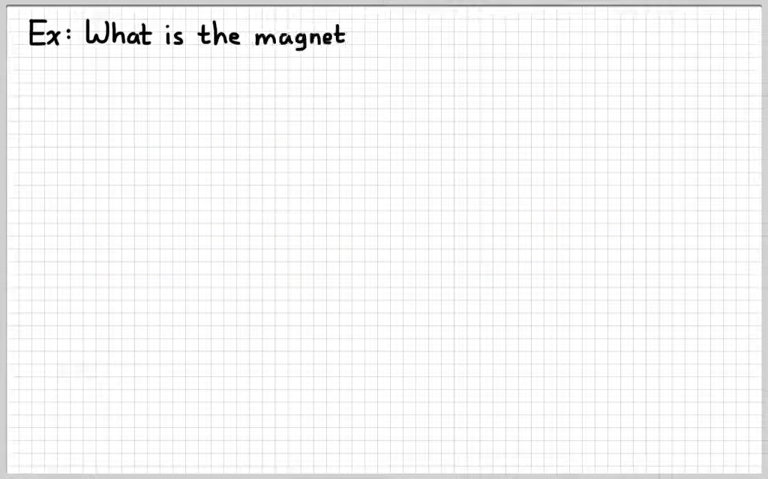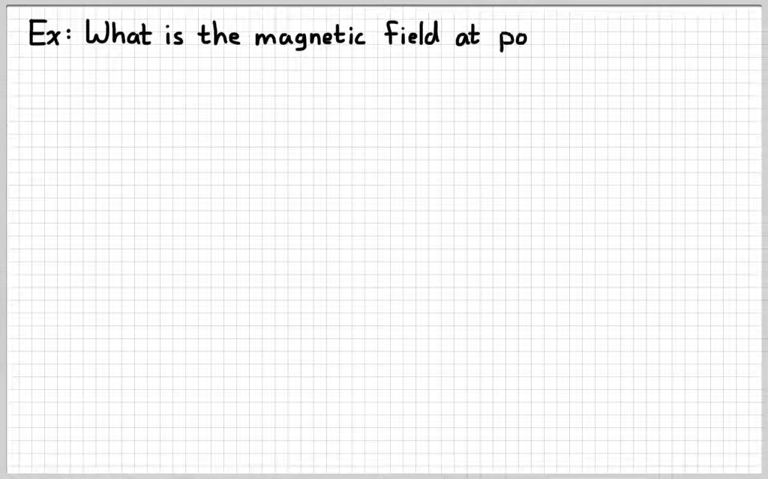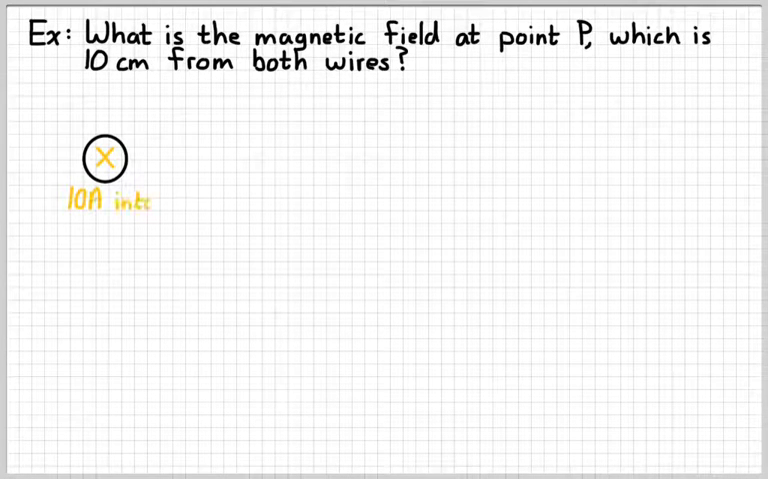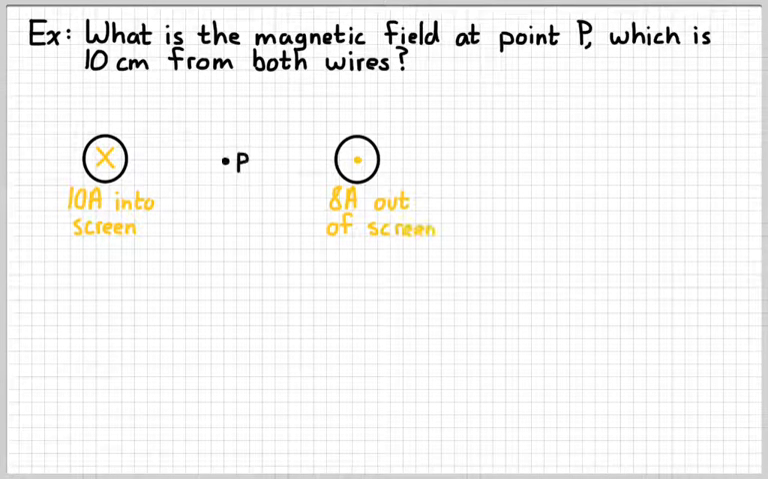Let's look at another example real quick. Suppose that we had 2 wires, and we're going to pick a point which is right in between them, so 10 centimeters from both. And let's say one wire's got a 10 amp current going into the screen, and the second wire's got an 8 amp current coming out of the screen.